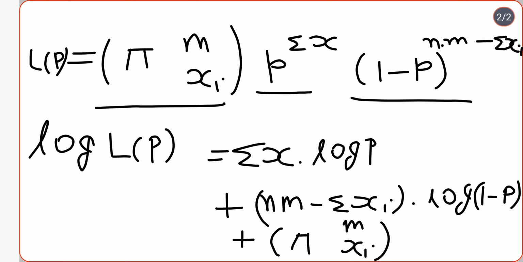Now we have to do the differentiation with respect to p only, because p is the only parameter, and we are supposed to do the differentiation with respect to the parameter present in the equation. So we have to do the differentiation of this log L of p with respect to p.